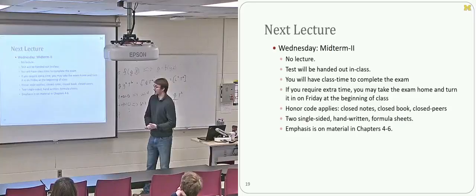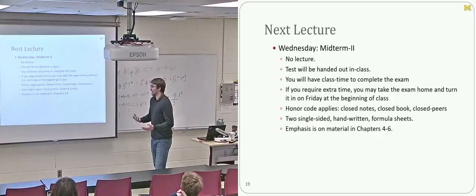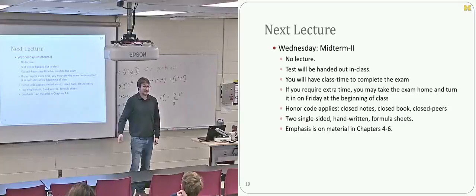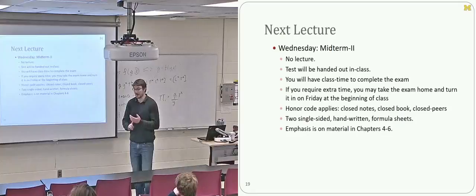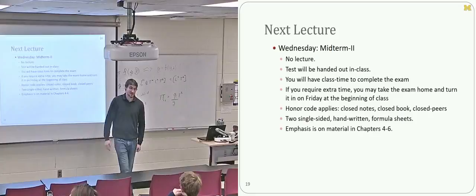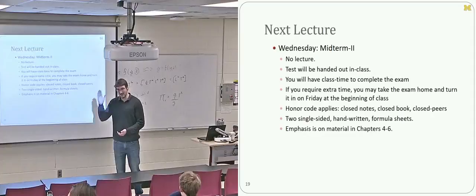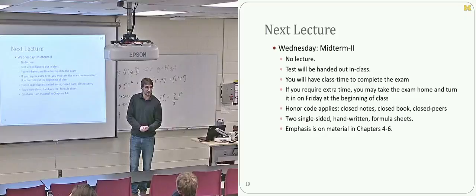You have the handwritten formula sheet from last time, plus one more, or if you want to rewrite two entirely new single-sided sheets, go for it. And here the honor code applies. If you take the exam home, please do not assume that that means you're allowed to consult your book, your notes, and your friends. The honor code is applying here. And finally, it's not designed to be a cumulative exam. We're covering chapters 4 through 6 primarily, but chapters 4 through 6 have built on a lot of the knowledge from chapters 1 through 3, so don't think that you just get to forget everything that we covered before. I'm not going to be testing exclusively or specifically on any of that material, but you should be comfortable with it.